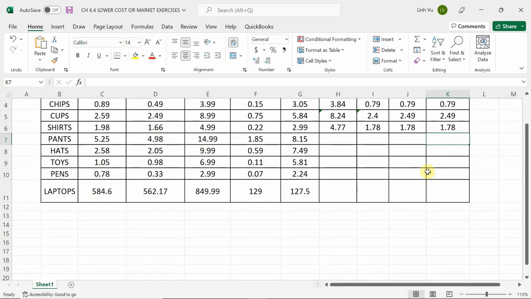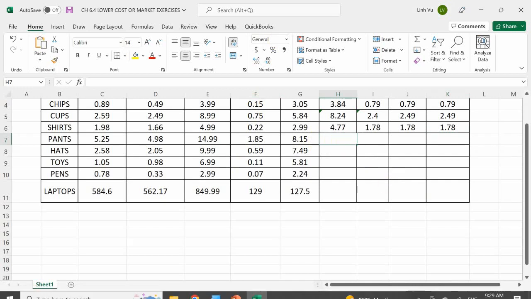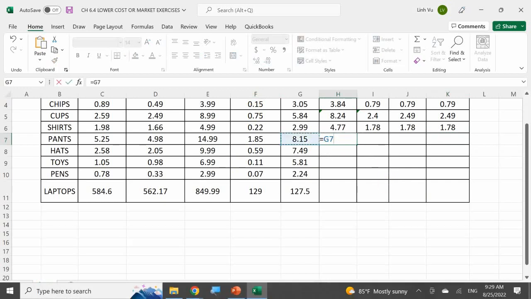So we have pants. I purchased them at $5.25. Its replacement is now going to be $4.98. I sell them at $14.99. To dispose of them, it's going to cost me $1.85, and the amount of profit I want to get out of it is $8.15. So it'd be $13.14 for the ceiling price.